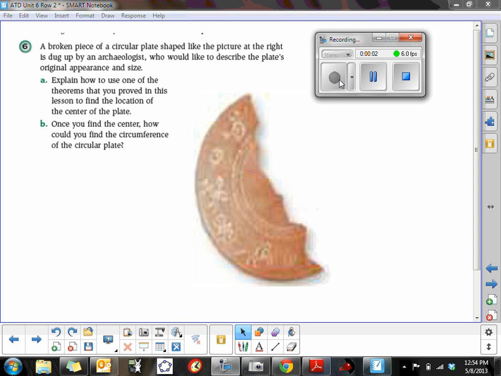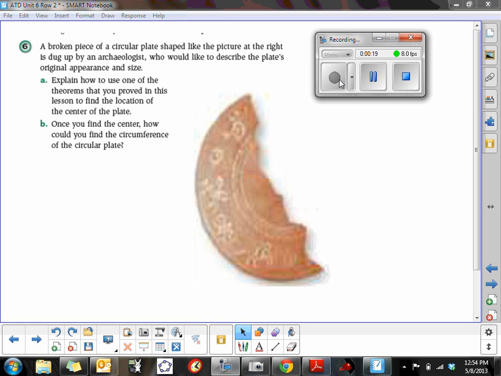In row 6, we're talking about a broken piece of a circular plate shaped like the one at the right, and it is dug up by an archaeologist who would like to describe the plate's original appearance and size. Explain how to use one of the theorems that you used and proved in this lesson to find the location of the center of the plate.